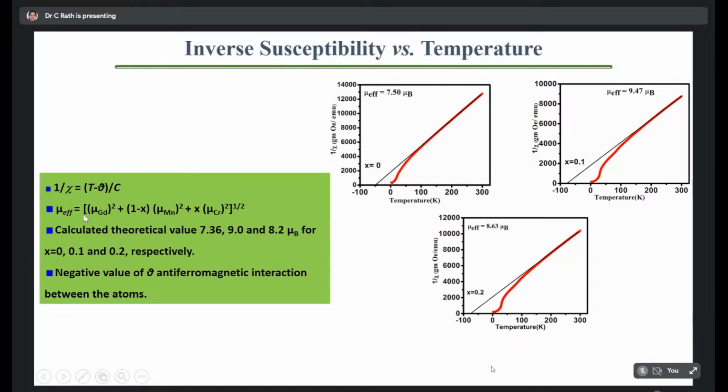The theoretical mu effective one can calculate from the individual gadolinium, manganese and, it is not chromium, it is here iron. Sorry, this is a mistake. So one can calculate, and it is 7.36, 9.0 and 8.2, which is almost matching with the experimental value. 7.36 gives 7.5, 9 gives 9.47 and 8.2 is 8.63. So our theoretical magnetic moment is well matched with the experimental value which we calculated from the fitting. The negative value of theta indicates antiferromagnetic interaction between the atoms. So all are negative. That shows the strong antiferromagnetic interaction in this material.